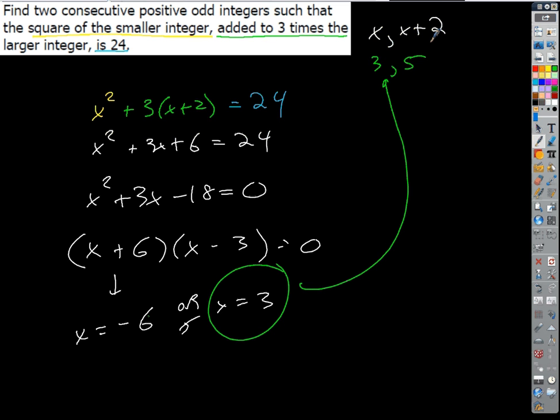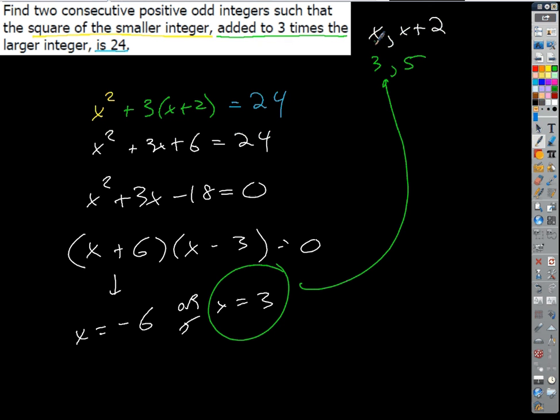I know what your question is. Your question is, well, x is 3, and there are 2 consecutive odd integers. Why couldn't it be 1 and 3 instead of 3 and 5? The answer is because we defined the first one as x. So the second one has to be x plus 2. Okay?